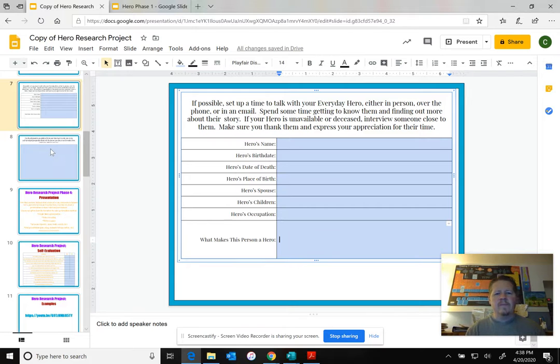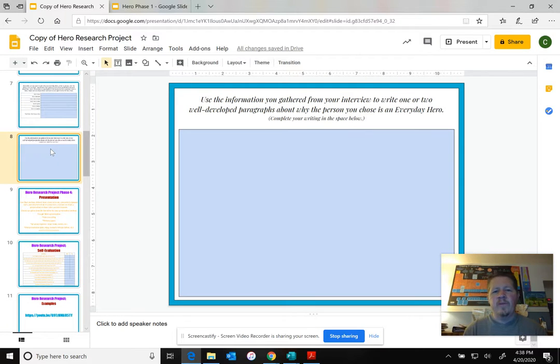Once you do that, then write up a paragraph, 1 to 2 paragraphs, describing your interview, what you learned about them, and why you feel that they are a hero.